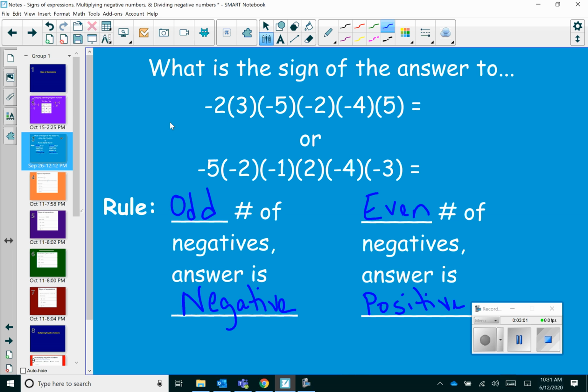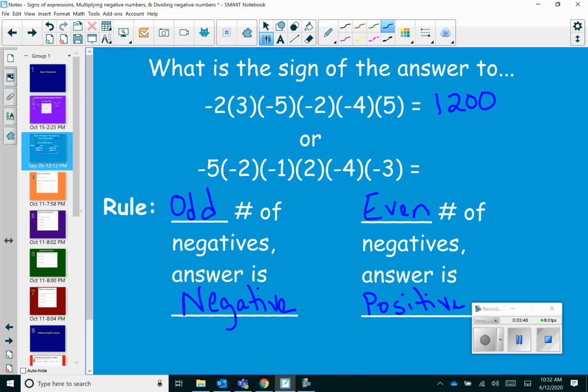Because think about this. If I were at this first problem on top, -2 times 3, well, that's -6. -6 times -5 is a +30. +30 times a -2 is -60. -60 times -4 is a +240. And then +240 times 5 is going to give me +1,200. Now, if you know this little trick, all you have to do is just count your negatives. I have 1, 2, 3, 4. That's an even number, which means my answer is definitely going to be positive. And then you would just need to multiply your numbers. So it makes it a little bit easier.